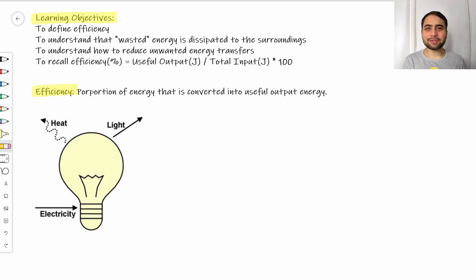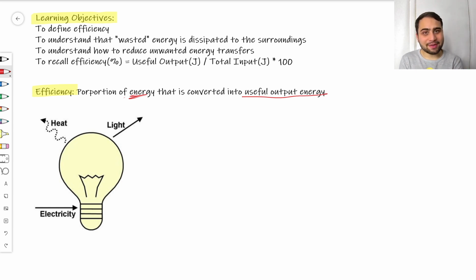Okay, so first we want to look at what efficiency actually is. So all efficiency talks about is the proportion of energy that is converted into useful output energy. So what this really means is out of all of the energy that I'm putting into a system, how much of it is actually useful to me.